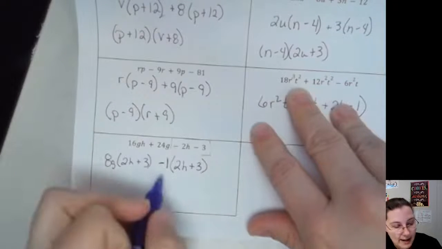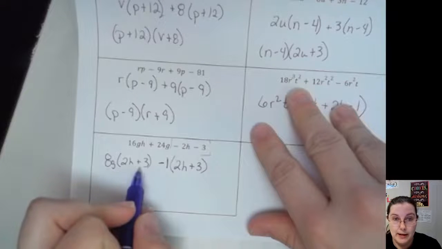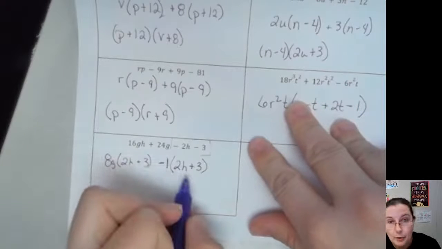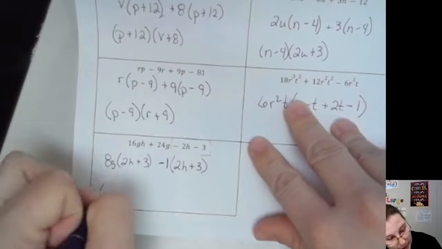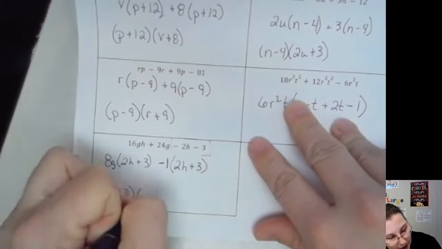And so when we're finished, we have this right here, 8g times 2h plus 3, and then negative 1 times 2h plus 3. So now I can pull that common factor out. So I can pull out 2h plus 3, and I'm left over with 8g minus 1.